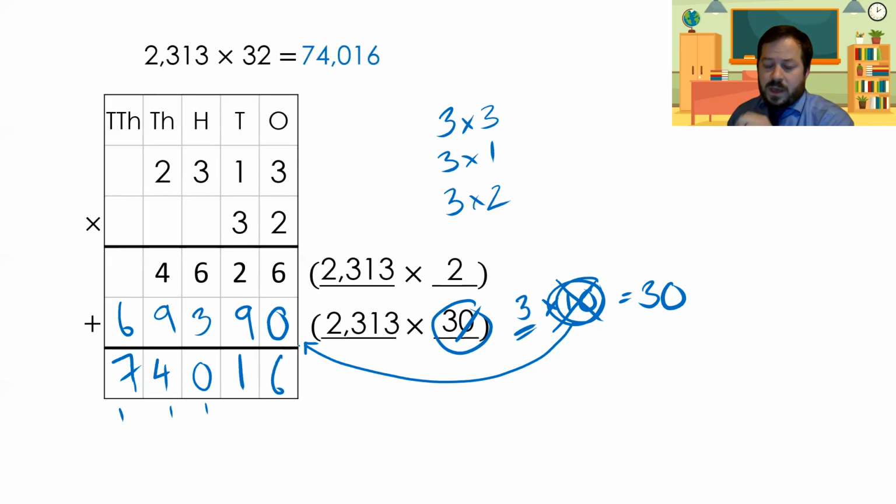74,016. And if you follow that, no matter how big your number is, you shouldn't go wrong. And you only have to deal with your times tables. So if you know your times tables, that's the only calculations you're having to do, and therefore it should make your life a lot easier.